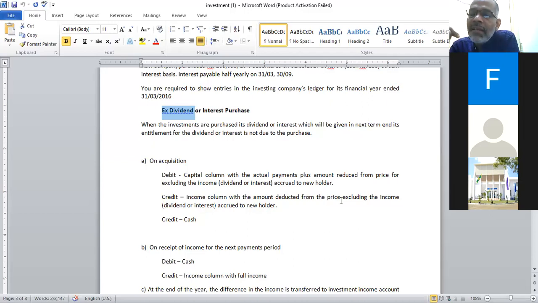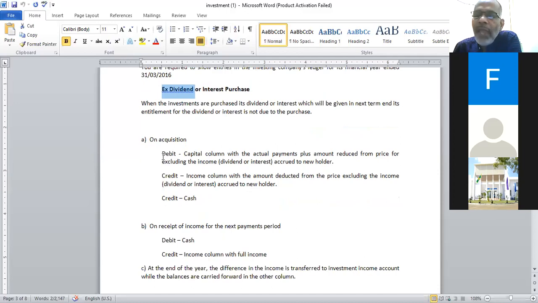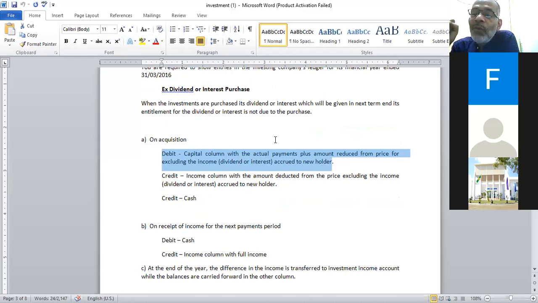We have discussed the cum interest, including interest or with interest. If there is a second situation, look at here: debit capital column with the actual payment plus the amount reduced, excluding the income accrued to the new holder. We have deducted the income from there, not the new holder, the old holder, that means the seller. We have to calculate the seller's interest. But here we have to calculate the interest of the new holder, the purchaser. Purchaser interest would be calculated when you look at the ex method.